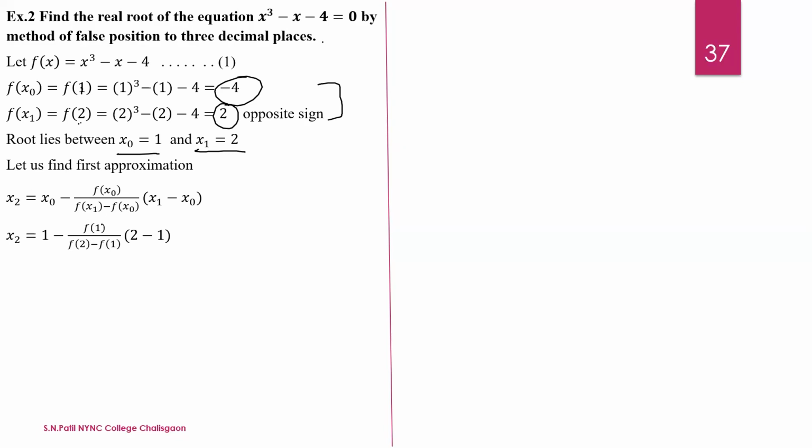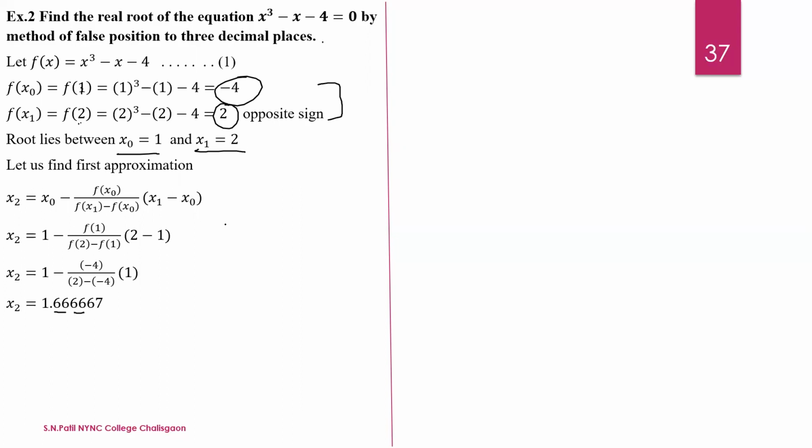Now put the value of f of 1. f of 1 is minus 4. And the value of f of 2 is plus 2. See here, minus minus plus, and here minus minus plus. So we get 1.6666, and here we rounded, that is 1.67.